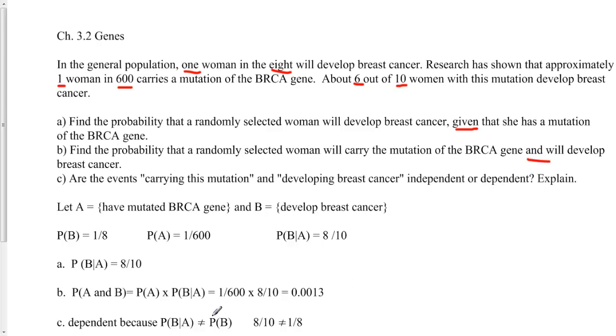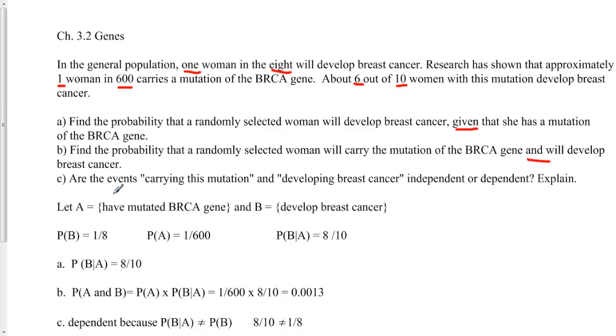So let's take a look at this first. I'm going to let A be the mutated gene, because that's what research has shown, that women who carry that gene develop breast cancer. And I'm going to let B be develop breast cancer. I let the gene be A because it had to happen first, and then breast cancer developed after the research found that they already had that gene. So the first one says, find the probability that a randomly selected woman will develop breast cancer given that she has the mutation.